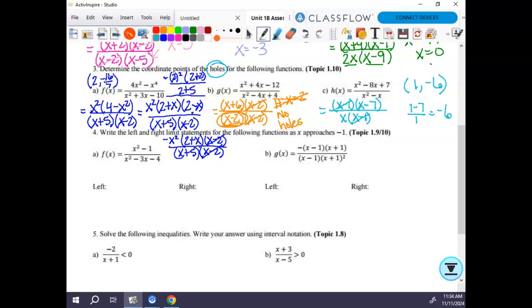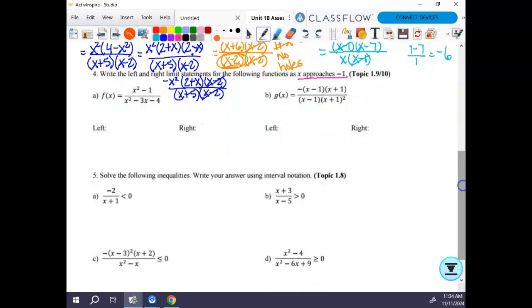Alrighty, I've got to write the right and left limit statements for the following functions as x approaches negative 1. So the first thing I need to do is factor. So I get x plus 1 times x minus 1 over x plus 4. Nope, not x plus 4. x minus 4 times x plus 1. All right, so these cancel out, which means it's going to give me a hole at x equals negative 1.